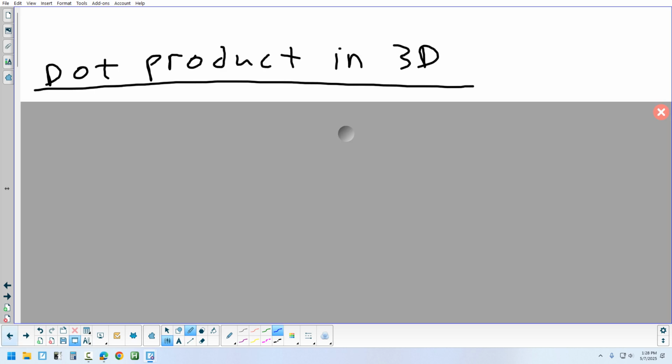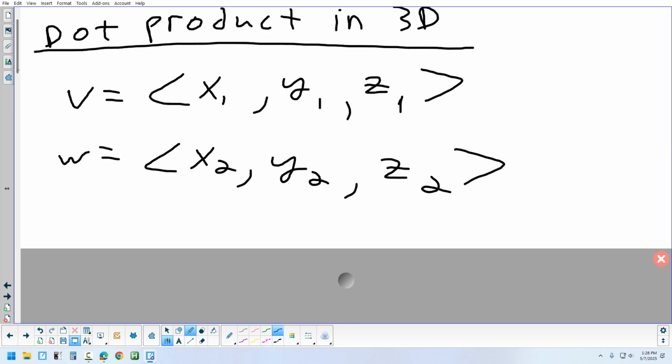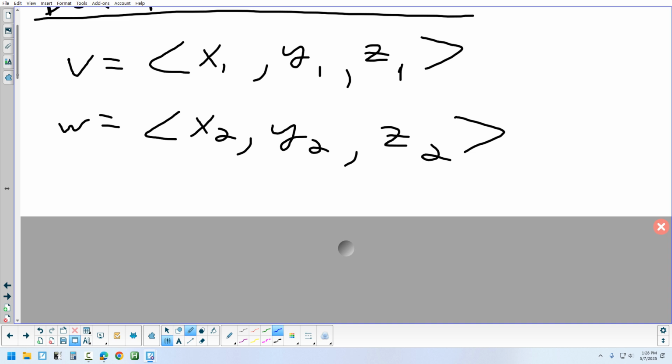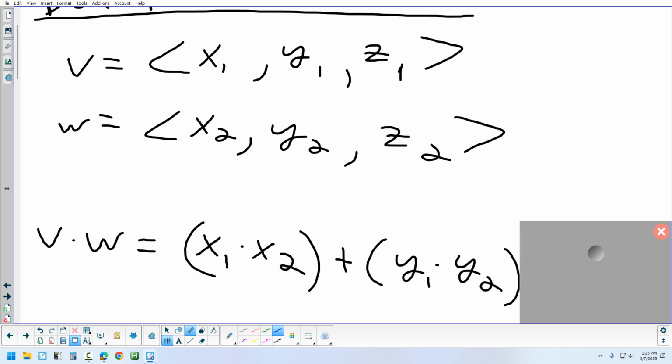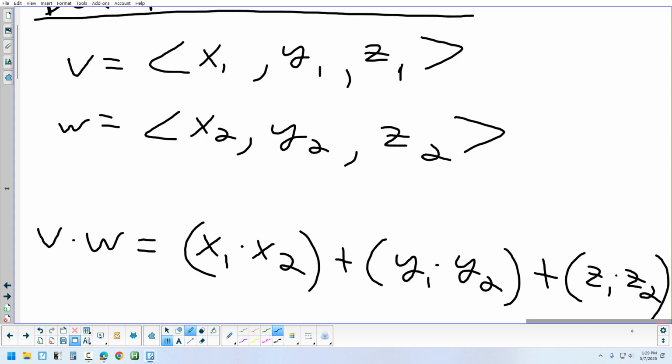Now we're going to look at dot product in 3D. Okay, so in 3D, instead of just having an x and a y, you're also going to have a z. So here's your formula for 2D. Multiply the x's, multiply the y's, add them up. What's the one more thing we're going to have to add onto the end? Z1 times z2. Yep. And that's going to give you the dot product in 3D.